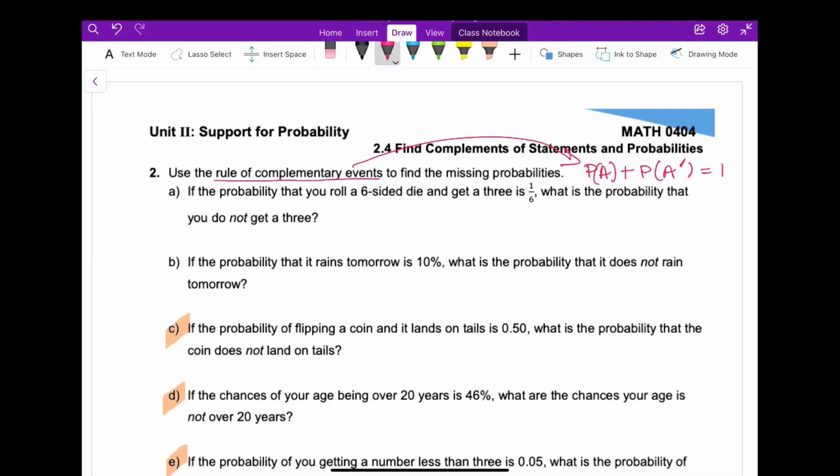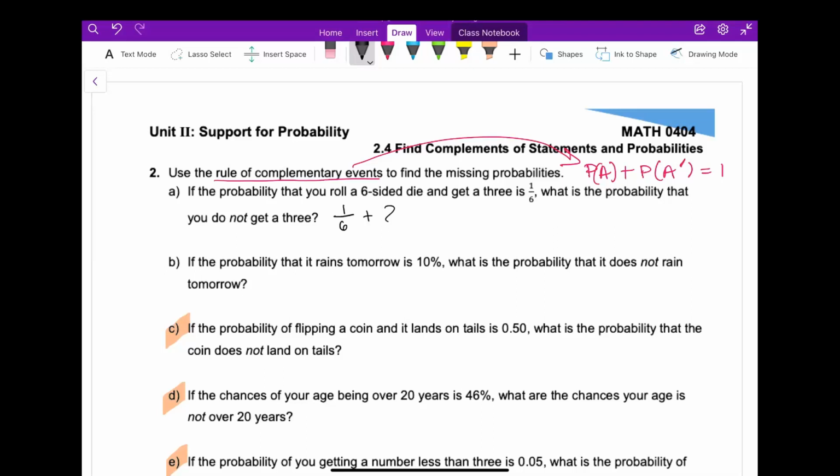Let's take a look at A. If the probability that you roll a 6-sided die and get a 3 is 1/6, what is the probability that you do not get a 3? So in this case, we're given the 1/6. And so some of you like to do addition, some of you like to do subtraction. Right now that we have a 1 or a 100, it's actually quite simple to think of it. But I'll give you the two methods.